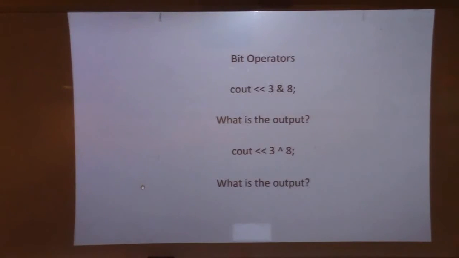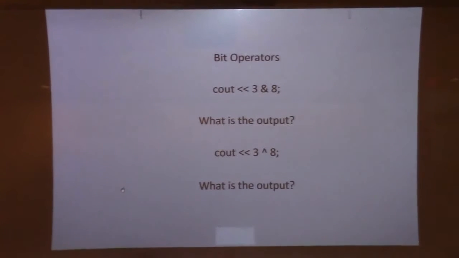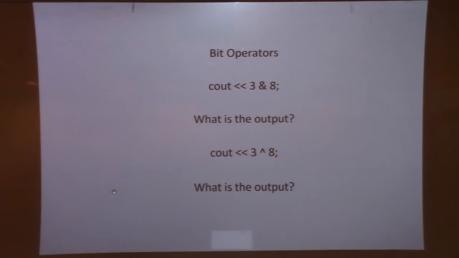All right. So, cout of 3 and 8. This is a bitwise AND. You know what an 8 looks like, right? 1, 2, 4, 8. And a 3 looks like 1, 1. So what is the cout of 3 and 8? When you print this out, what value gets printed? 0 is correct. So that should be 0, right?